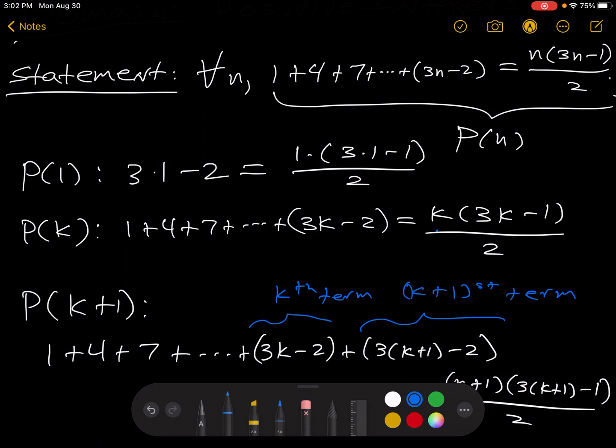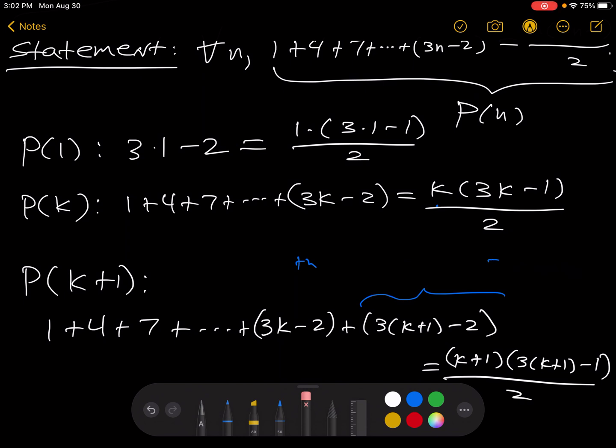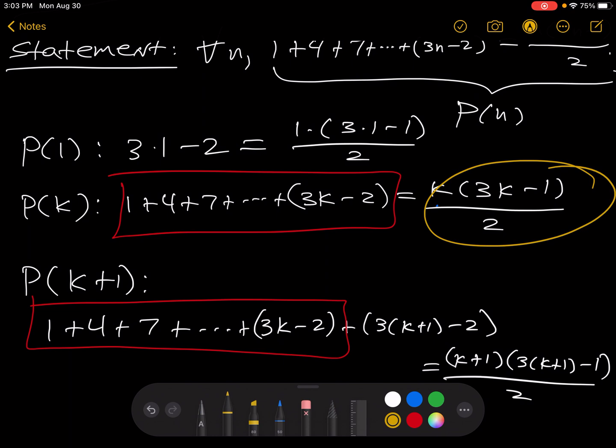Okay, and the thing to notice is that, and this will be really important for the inductive step when we actually prove these things, this right here is exactly all of that right there. So if we're assuming P of k, then we can replace what I have in the red box here with that right there. Because we're assuming P of k, we're showing P of k plus 1.